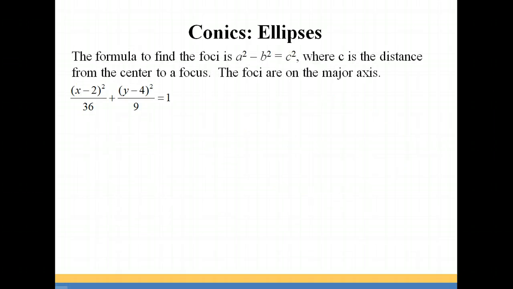The formula to find the foci is a squared minus b squared equals c squared, where c is the distance from the center to the focal point. The foci are always going to be on the major axis. Okay, so in this case A is 6 and B is 3.